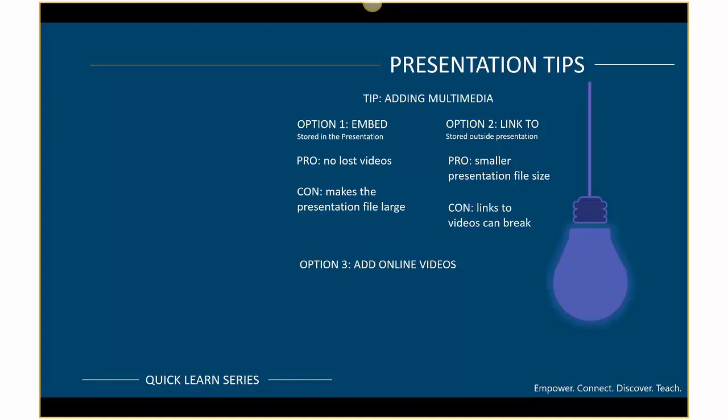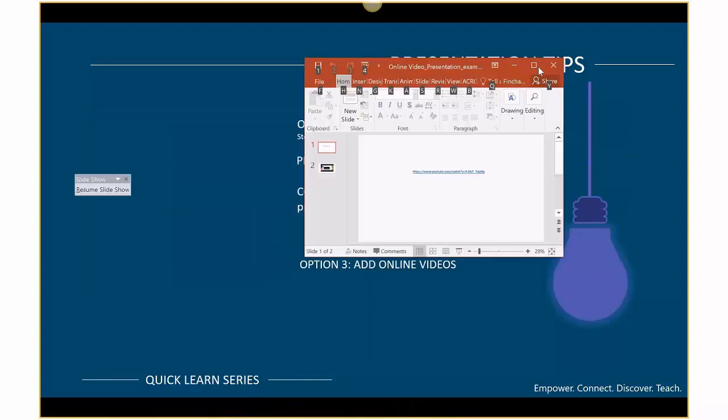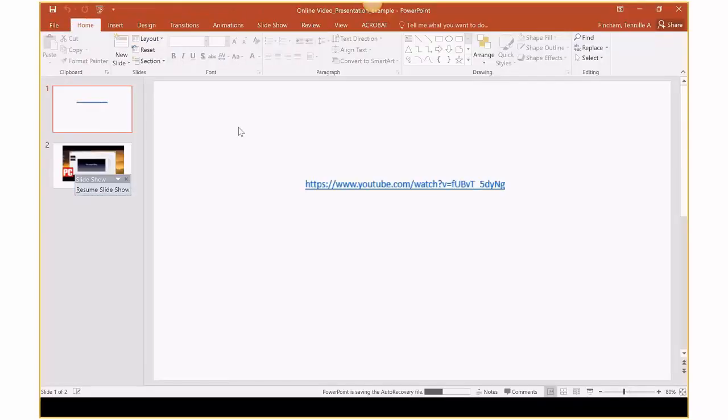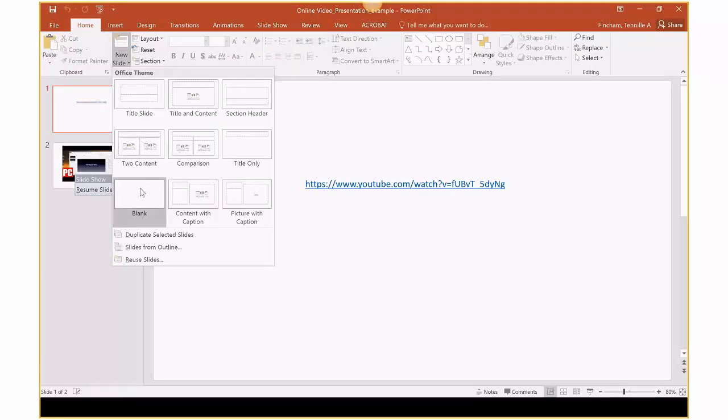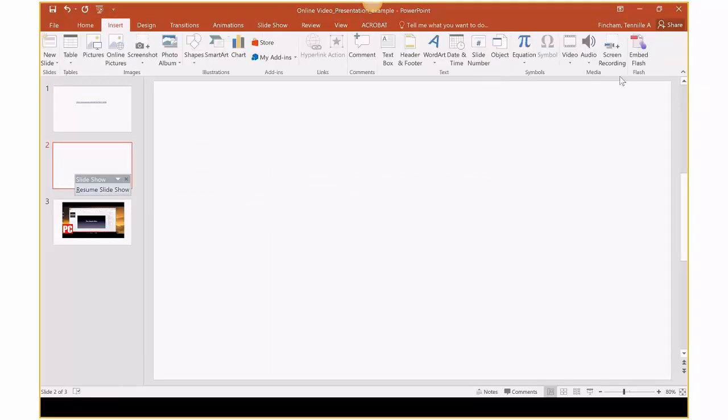Okay, so let's take a look at that. I have a PowerPoint presentation here to show you what that looks like. So here, if you needed to add in a video, I'm just going to do new slide blank. If you need to add a video in that you have from your computer, here we're just going to go to Insert, Video, Video on my PC.